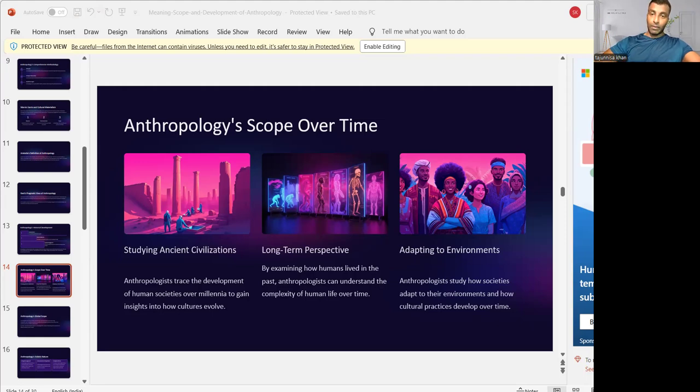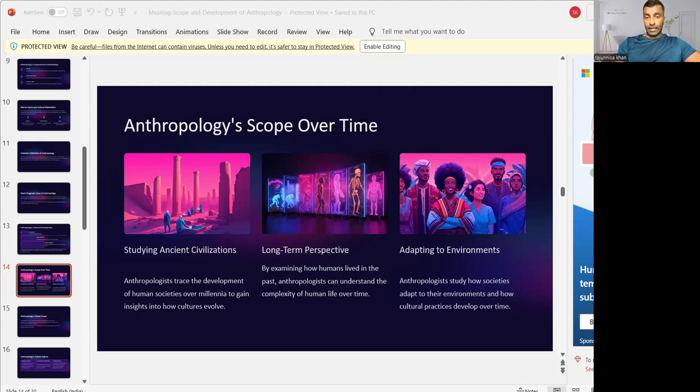So to understand the complexity of human life, you definitely have to understand the roots, which is the past. And it allows anthropologists to see patterns in how societies adapt to their environments and how cultural practices develop over time. So when you're studying the past or ancient times, it helps you understand certain patterns, how societies evolve over a period of time, how they adapt to a particular environment, and how certain cultural practices developed. Okay, so that's how it is done.